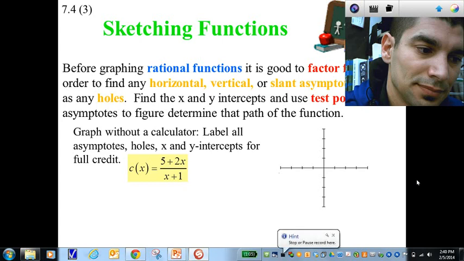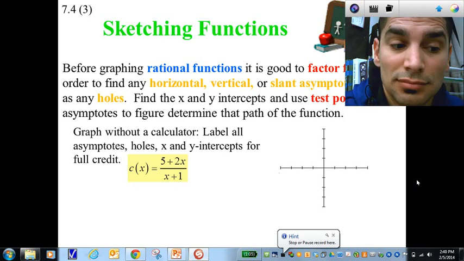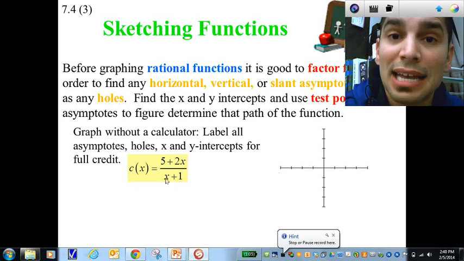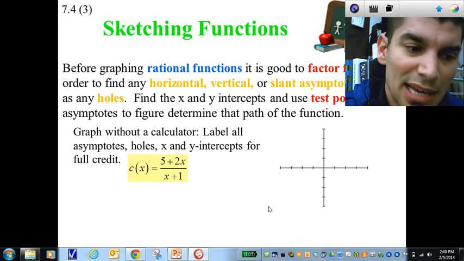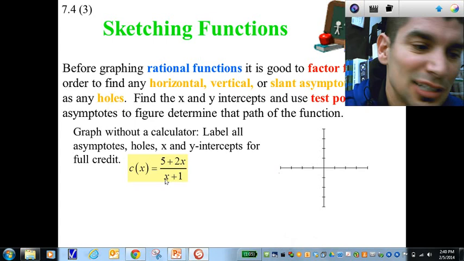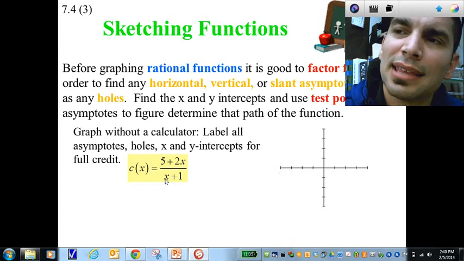The first thing I like to graph is the vertical asymptote. Where's the vertical asymptote? X equals -1. That's the easiest thing to put on my graph. Then from there, I like to think, are there any holes? No holes.